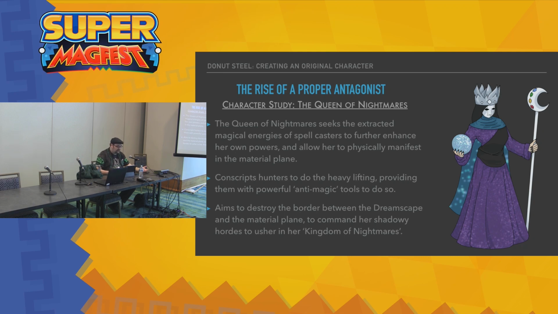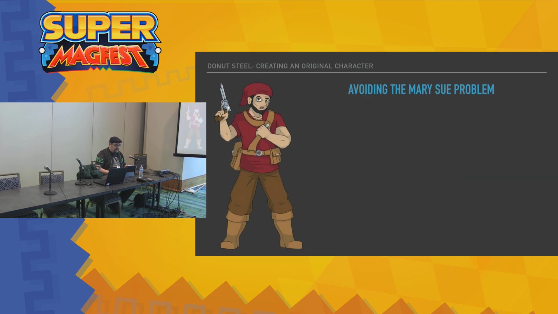She aims to destroy the border between the dreamscape, where she lives, and the material plane to command her shadowy hordes to usher in her kingdom of nightmares. So, she has a clear goal, and she has the means to achieve it. And of course, she believes she's right, because this is the idea that she wants to follow, because she believes that she should rule as a queen over the material plane. But she needs power to do so.